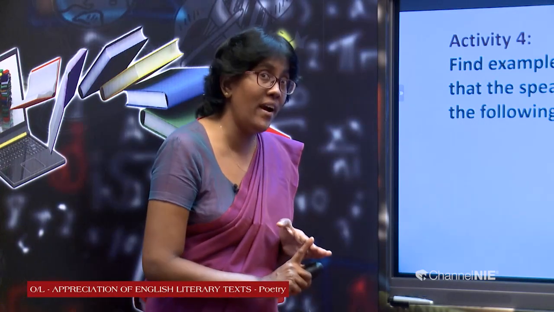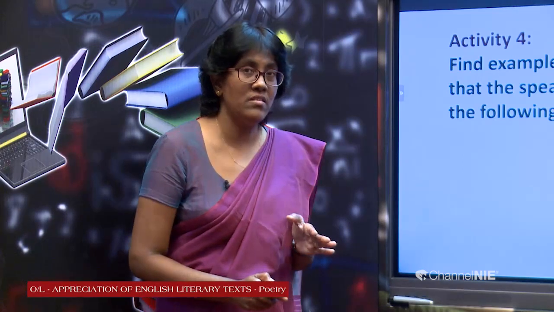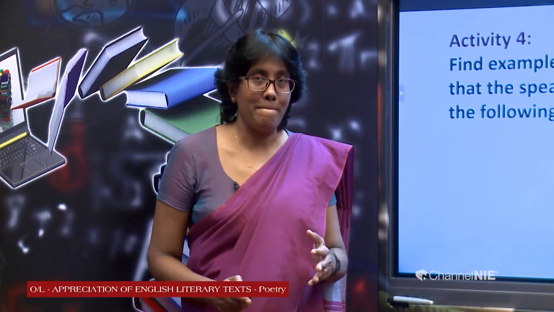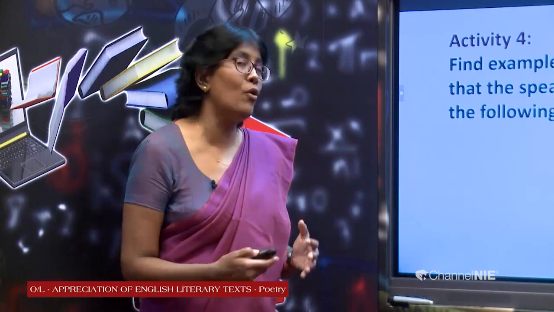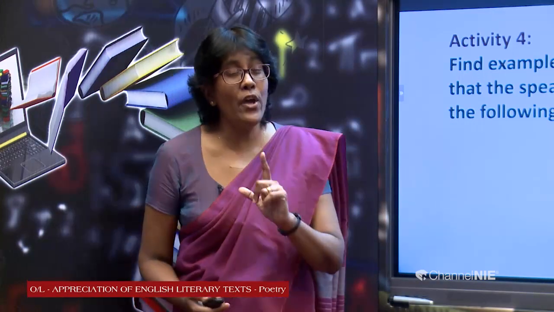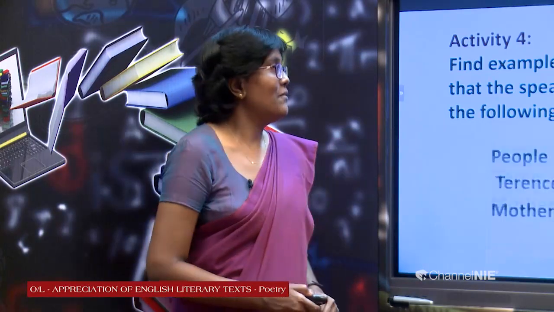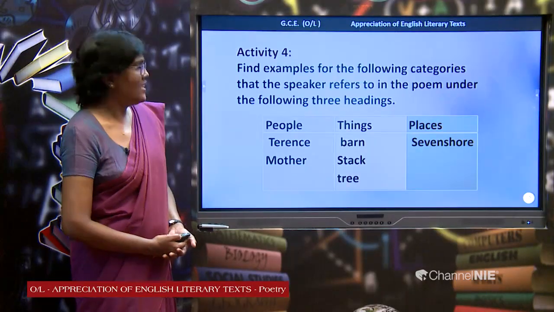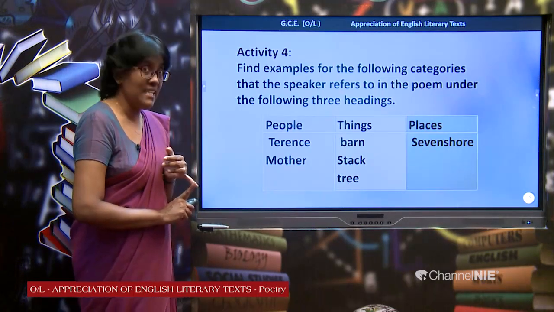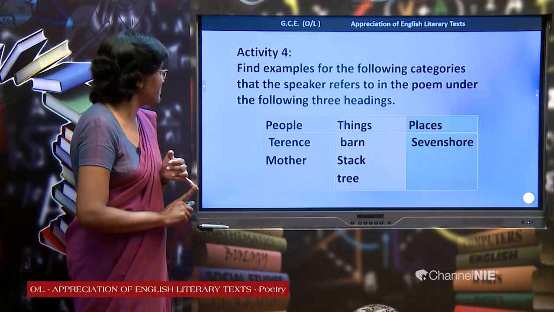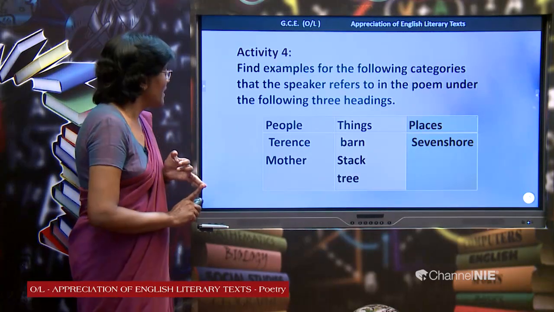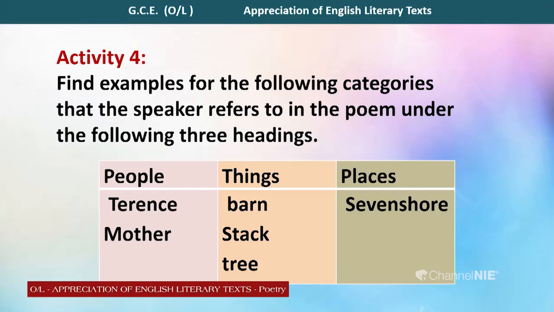Okay, are you ready? Did you find? Who are the people that you found? What are the things that you have come across in the poem? It's crystal clear if you go through the poem carefully. Everything is mentioned, so you have to read very carefully. Well, my dear students, did you find Terence under people? Terence is a name of a person. And you get mother also. And another person should come here.